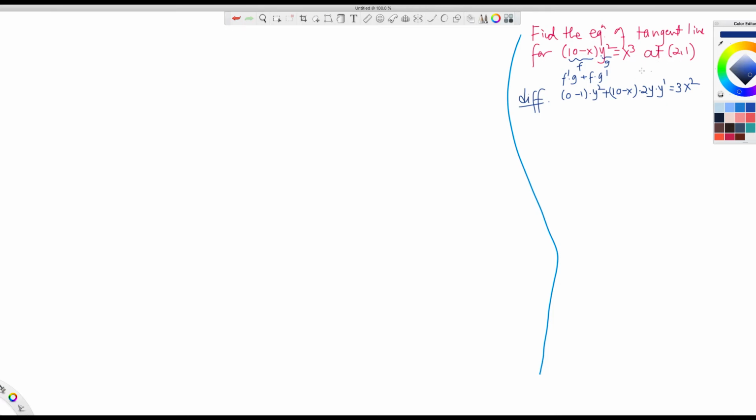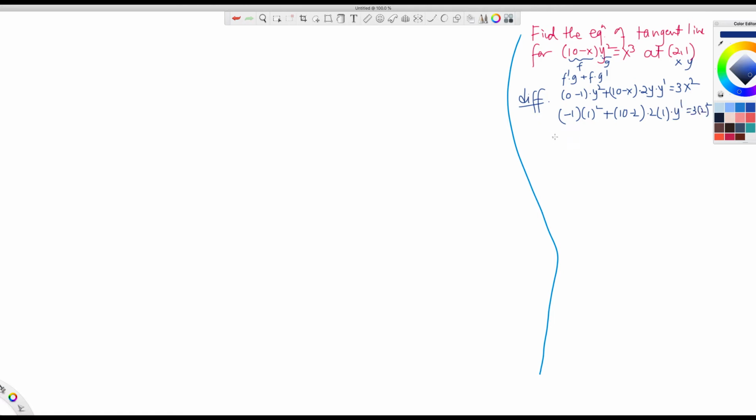So at (2, 1), we will plug in 2, 1 later, or you can plug in right now too, because you are finding the equation of the tangent line. So what you do here is you plug in x is 2 and y is 1, okay? So what do you get? So 0 minus 1 is negative 1, okay, times 1 square, plus 10 minus 2, because x is 2, y is 1, right? And then 10 minus 2 times 2, 1, right? And then y prime equals 3 times 2 square.